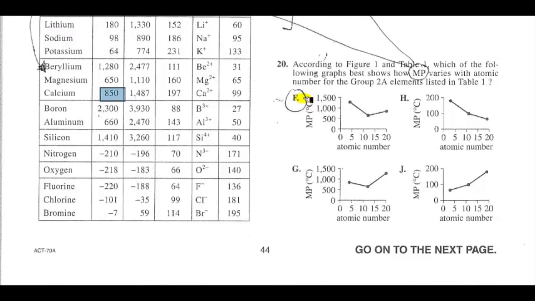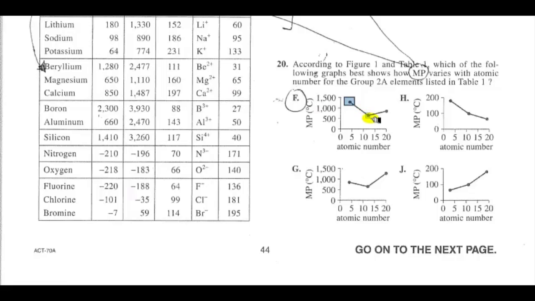Here is the melting point. So the first thing we want to do is plug in one of your answer choices and find 1280 for Be, with an atomic number of 4. Look at F. F looks like it's about 1280, between 1000 and 1500. Scroll over here, about 1300. Go down here, looks like we're right around 4 or 5. So far, so good. Now, magnesium is 12 with 650.